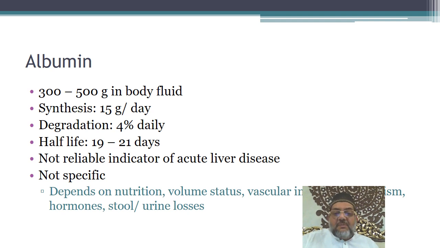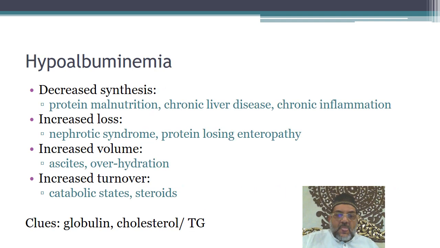Naturally, it is dependent upon nutrition. If the patient is not taking proper nutrition, the albumin may be low, as in cases of malabsorption or malnutrition. Other factors such as catabolism, hormones, or stool or urine losses can also be important while you are interpreting albumin, as in cases of nephrotic syndrome or in patients who have protein-losing enteropathies. So the albumin level may be low, and it may not be because of liver disease.